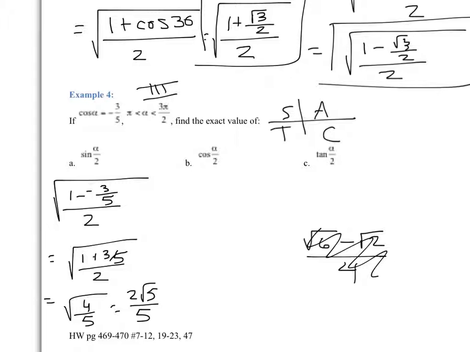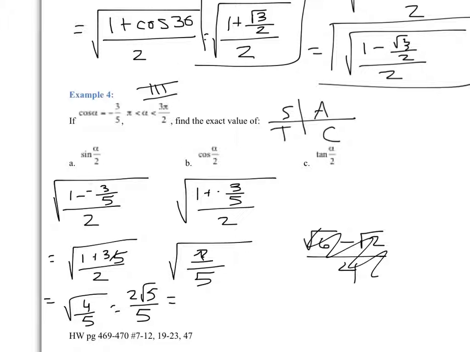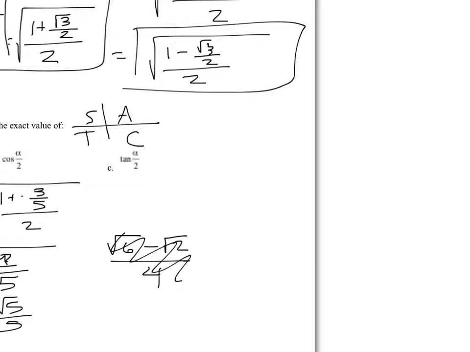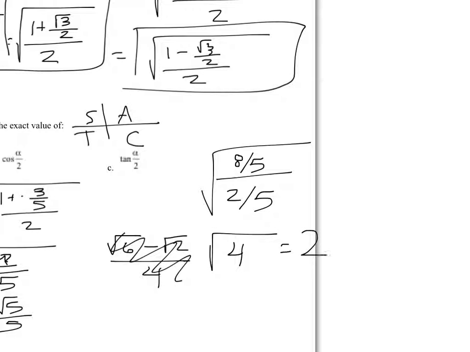If I do cosine of alpha over 2, that's the square root of (1 plus negative 3/5) over 2, which is 5 minus 3, which is 2/5 over 2, which is 1/5. So that is the square root of 5 over 5. And if I do the tangent, the formula is a little different. It's basically the sine over the cosine. So what we found in the first one is 8/5 divided by 2/5, which gives us the square root of 4, which is 2.